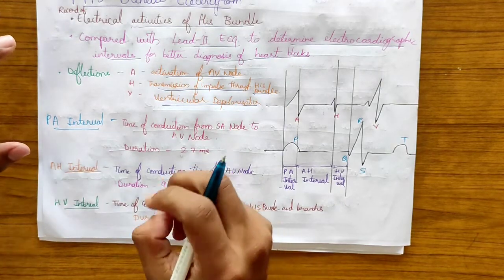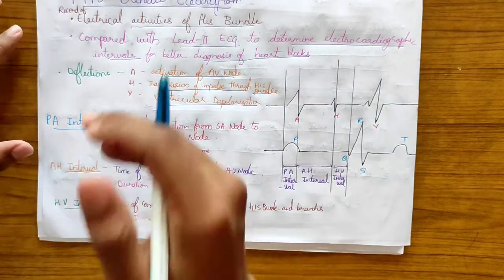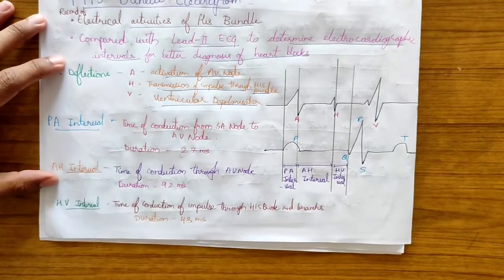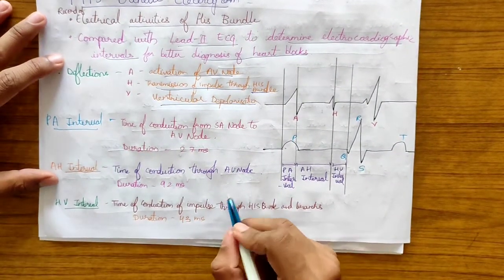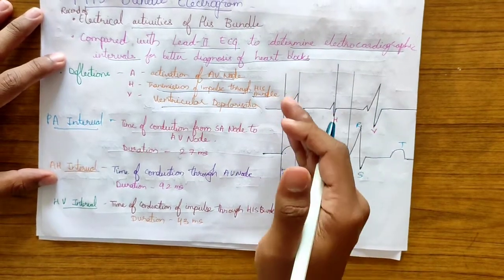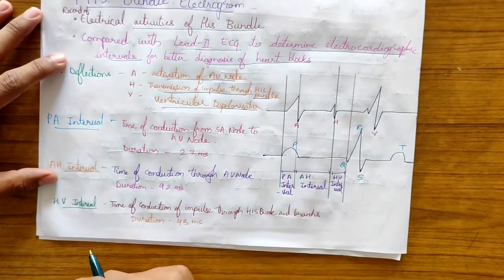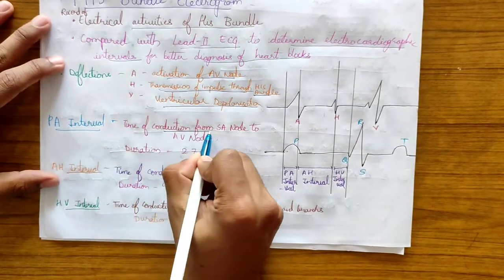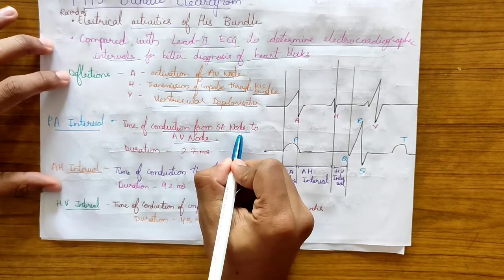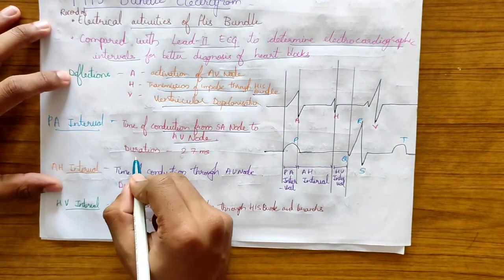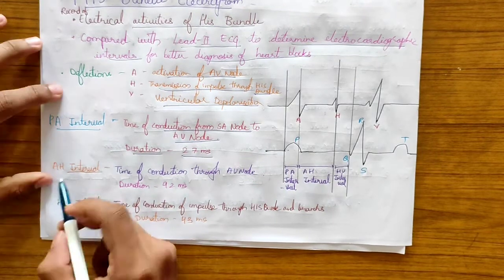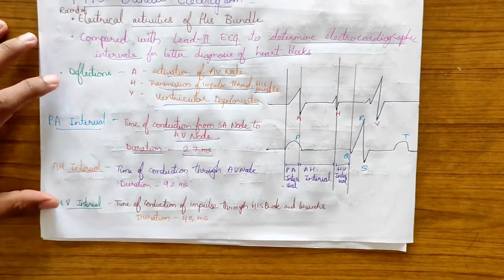So now let's talk about the intervals which are seen in the His bundle electrogram. The PA interval is the interval from the beginning of the P wave till the termination of the A deflection. So it signifies the time of conduction from the SA node to the AV node. What is the duration? It is 27 milliseconds.